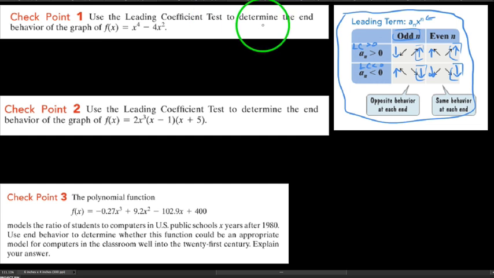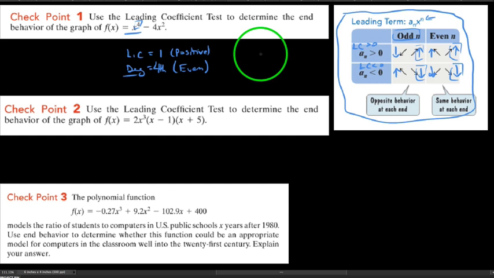It says, using the leading coefficient test, determine the end behavior of this graph, x to the fourth minus 4x squared. If we look at this, we just say that our leading coefficient, we'll write this down, is equal to 1. I'm going to indicate that that's a positive value. I'm also going to say that our degree is, it looks like, a fourth degree polynomial. Fourth is a quartic, and so we're going to say this is even. And so knowing this, the key we're going to write here is starting with the right side behavior of this graph.